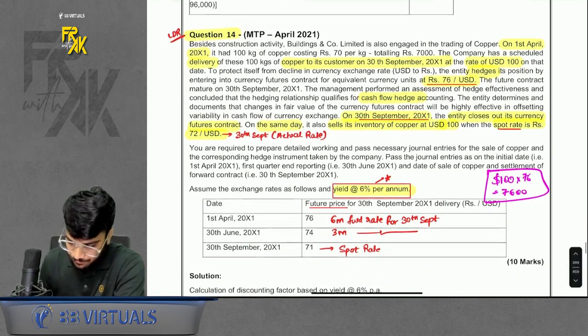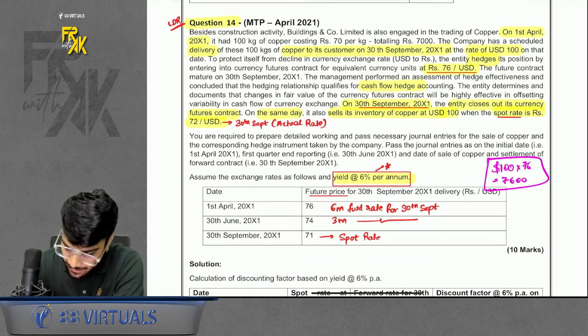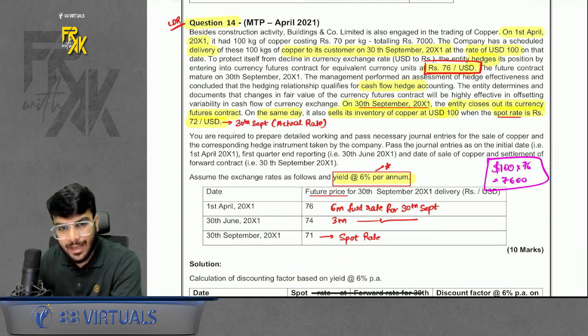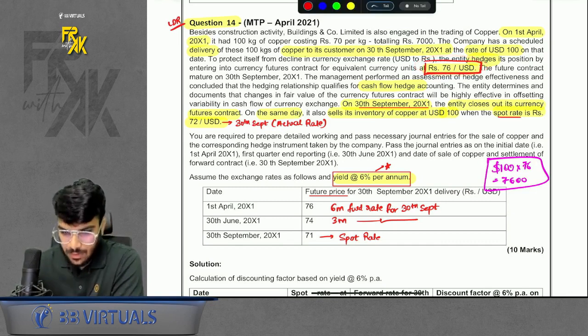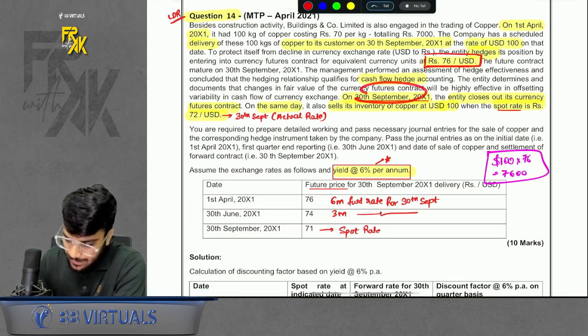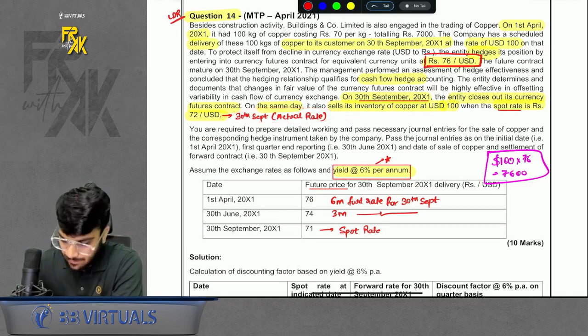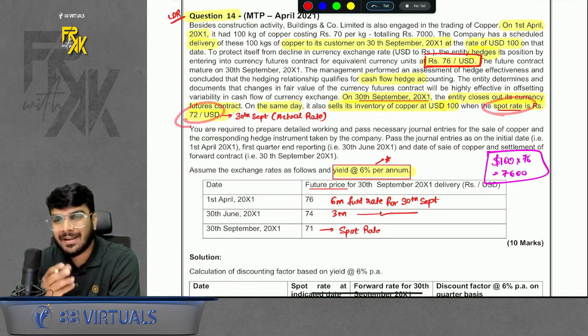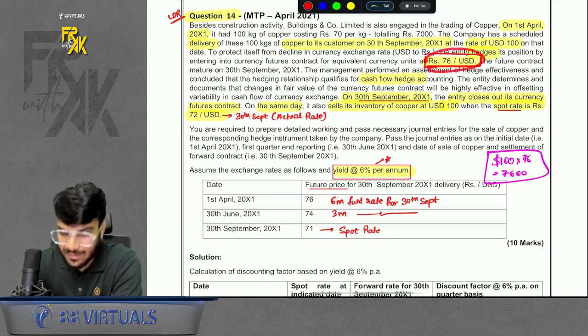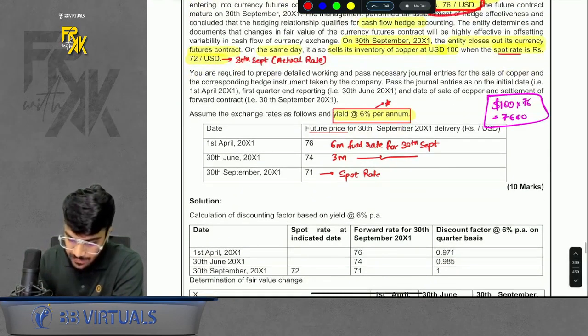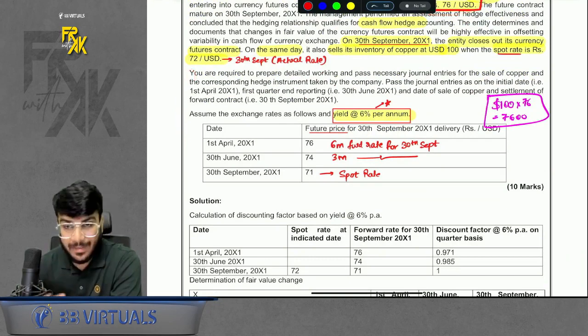Okay. Now, we fixed the rate at 76 per USD. That means whatever the rate turns out to be, after 6 months when I receive dollars, I can convert them at rupees 76 per USD. Now, on 30th September, what is the spot rate? 72. It is given. Spot rate on 30th September is 72. But it doesn't matter to me. I will still convert at rupees 76 only.